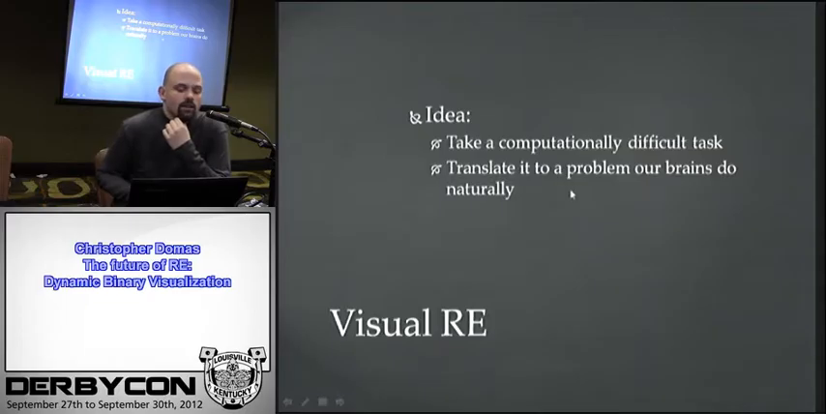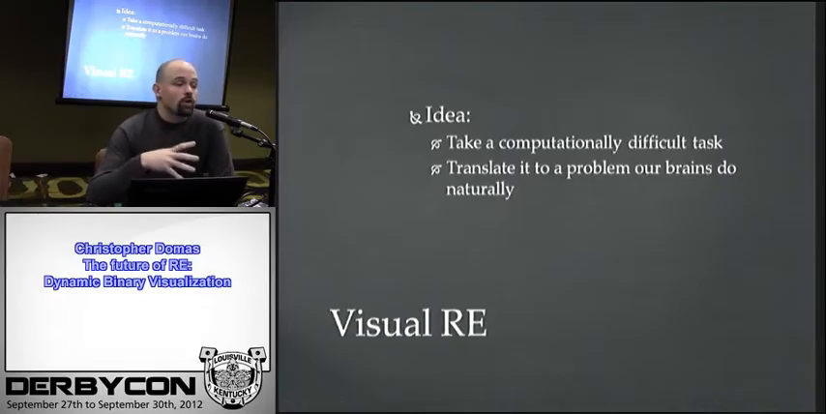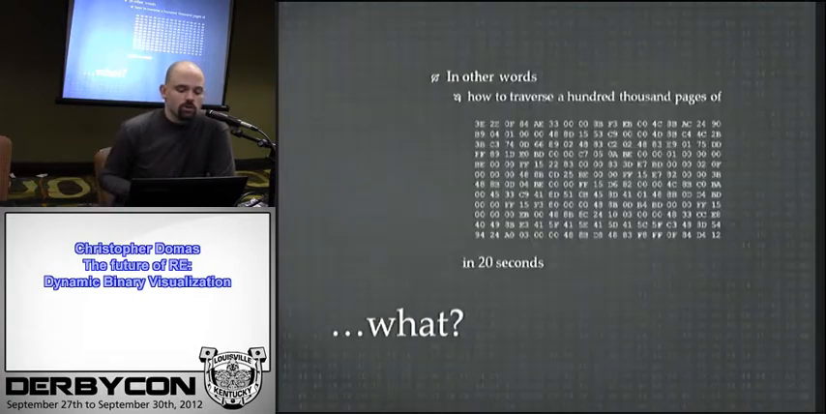So the idea here is that we can take a computationally difficult task and translate it into a problem that our brains do very well. So in this example, we're going to take the difficult task of understanding binary information and translate that to something we're very good at. In this case, that is understanding visual information. So our visual cortexes are very powerful. We are really good at processing 3D and spatial information. So if we can find a way to translate binary information to visual representations, we can analyze it much faster than normally possible. So in other words, I'm going to find a way to traverse 100,000 pages of binary garbage in a very short amount of time.